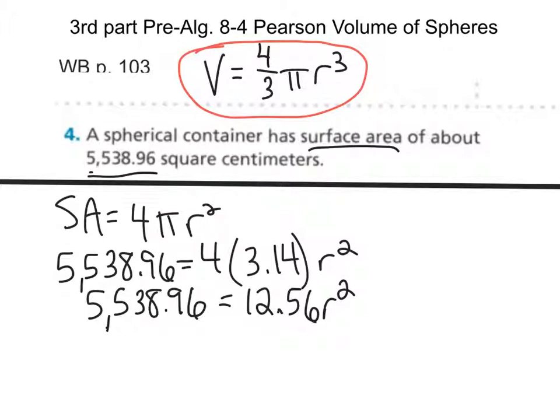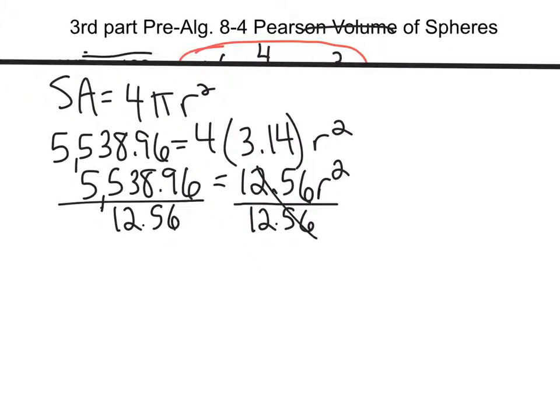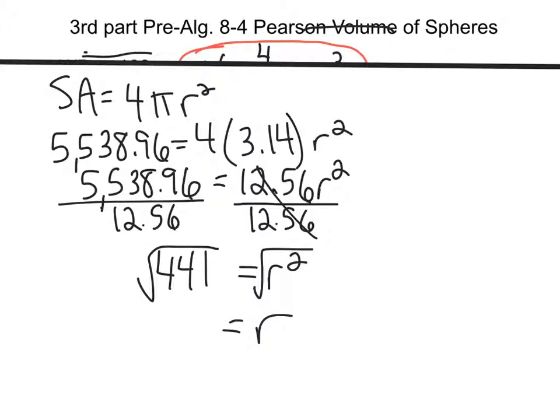At this point, they are multiplying, so we can divide by 12.56. Always do the opposite operation. That gets the r squared by itself. Divided out, that is 441. Then at that point they are squaring, so we're going to take the square root. The square root of that is 21.